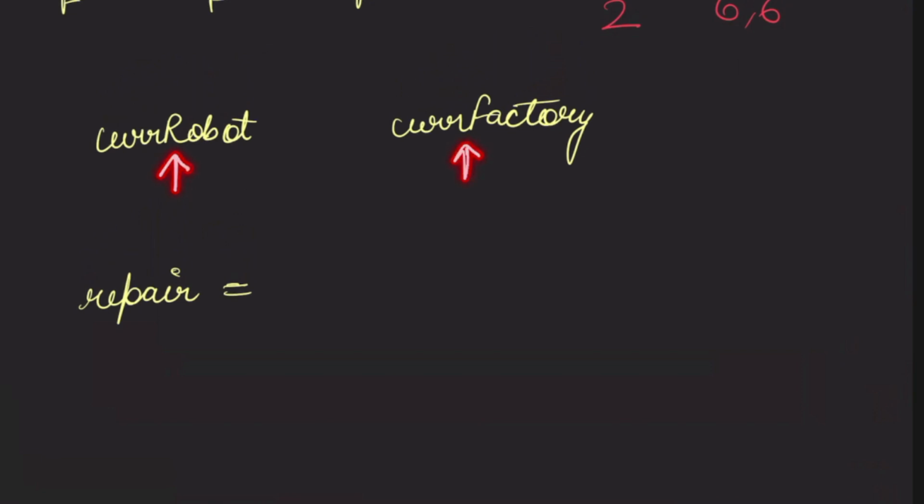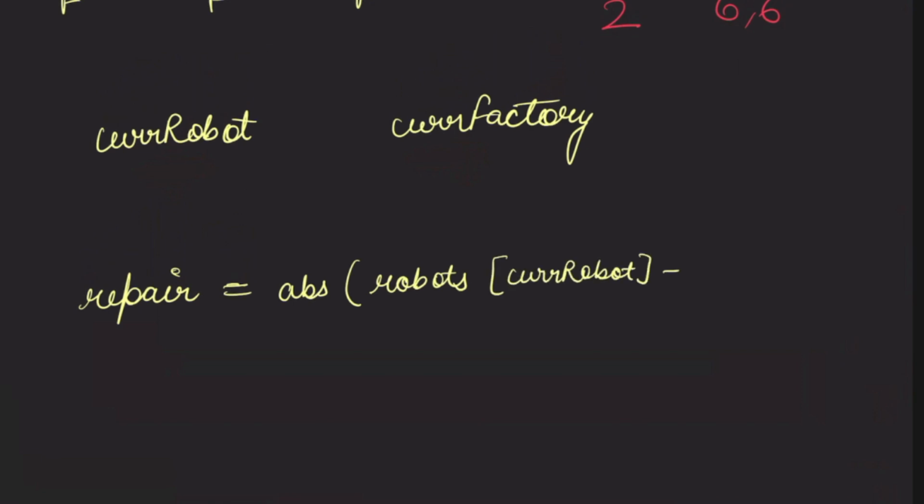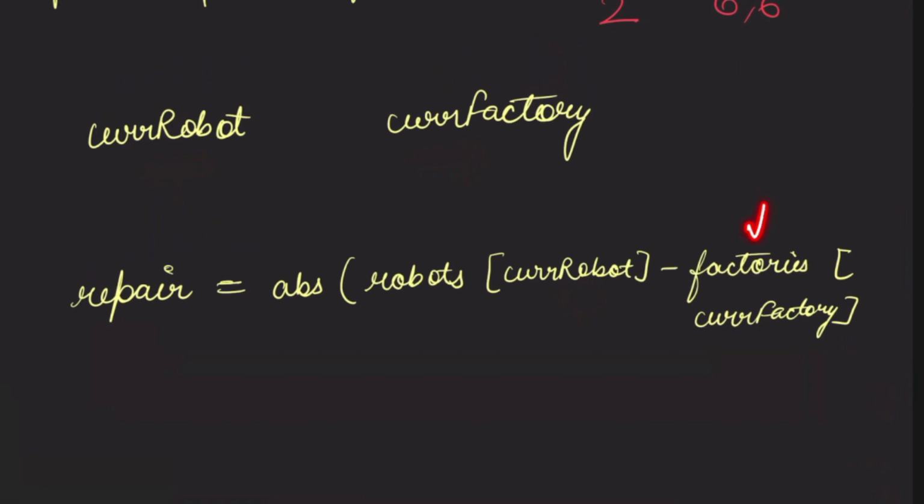So what we'll do inside our function is that first we are repairing it with the current factory. Since we are repairing this current robot with this current factory, we need to find out the distance between these two, right? So we'll do the absolute of robots of current robot minus the position of the factory, let's suppose the array is factories. So in factories, whatever is the position of the current factory, right? This will give you the distance that this particular robot has to travel to get repaired with this factory, right? And in this, you will add whatever distance you get for the next remaining robots.